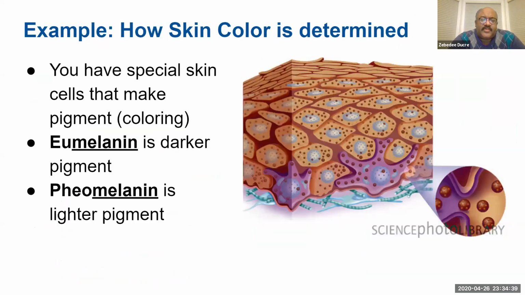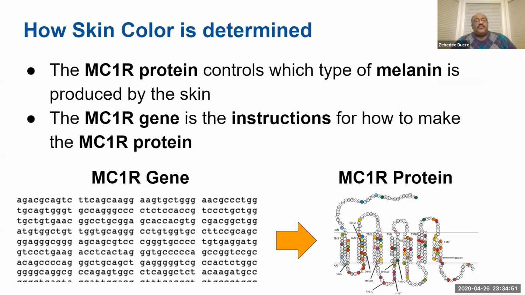Also, this is kind of interesting. You have special skin cells that make up your skin pigment. Eumelanin is a darker pigment, and pheomelanin is a lighter pigment. And this is one of the things that specifically proteins are given like code names, like MC1R protein, which is a type of melanin that's produced by the skin. The MC1R gene is instructions for how to make the MC1R protein.